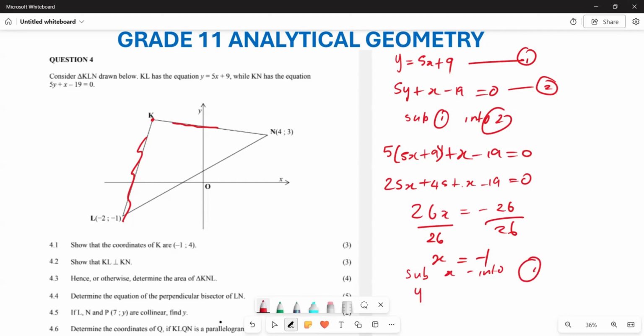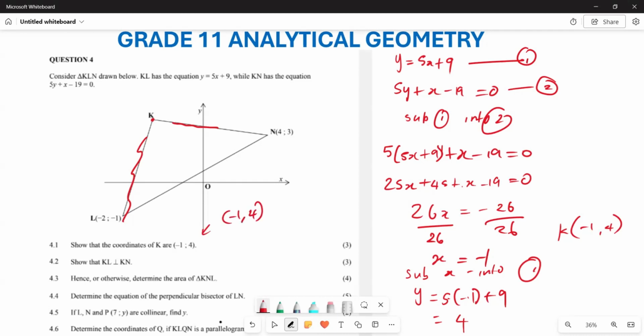So this is going to be y is equals to 5 into -1 plus 9. And can you see that this is -5, and then -5 plus 9, this is going to be the same as positive 4, which means now the coordinates of your K is going to be the same as -1 and also 4. All right, again. So it's going to be -1 and also 4.